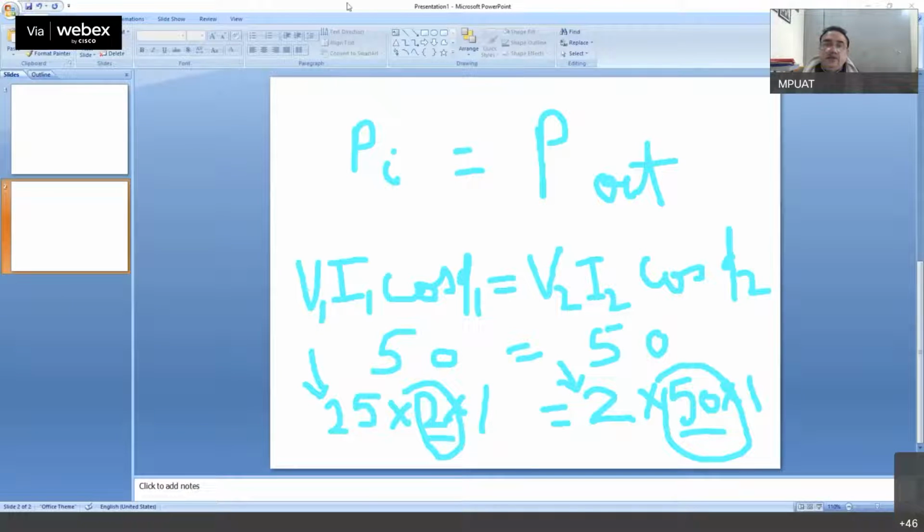Clear? Okay, so it is now clear that the function of the transformer is that it transforms electrical power from one circuit to another. So there are two circuits, and later on we will call the first circuit the primary circuit and the other circuit the secondary circuit.